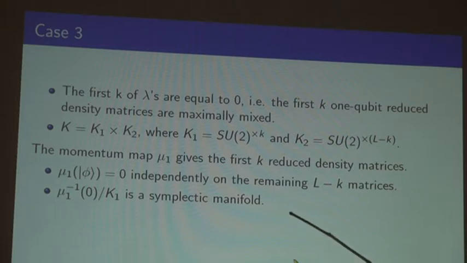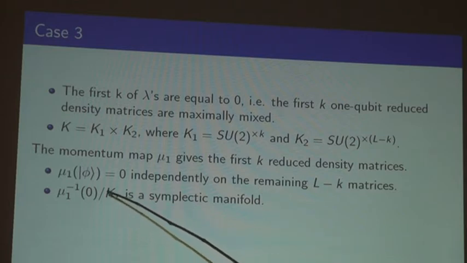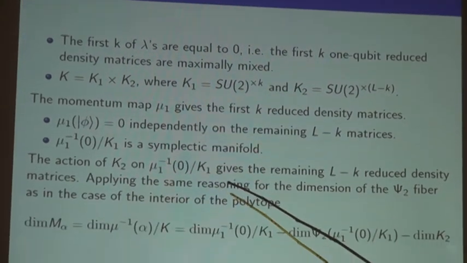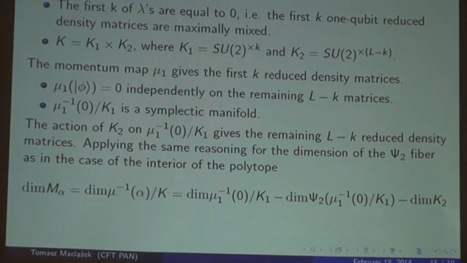We know that if we form a quotient space from the pre-image of 0 under the first momentum map, it is also a symplectic manifold, and we can act on this manifold with the action of K2 and obtain the remaining L minus K reduced density matrices. So now we can apply the same reasoning as for the interior of the polytope at the beginning.